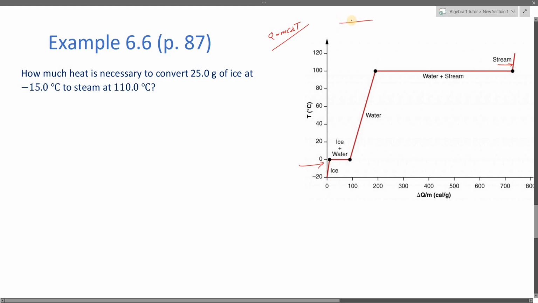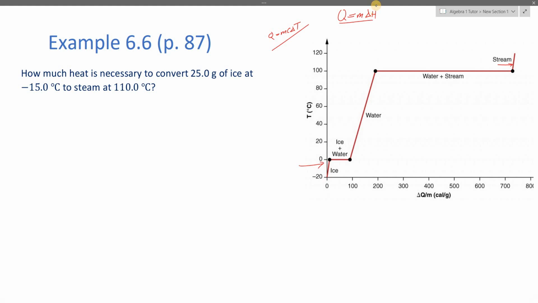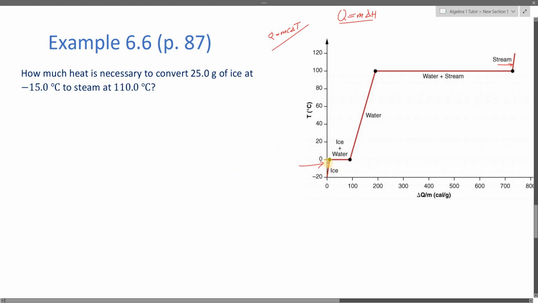At any of the plateaus, we use Q equals m delta H of whatever fusion or vaporization. So that's what we need to know. So how much heat is necessary? Well, we start down here. So here at this value, for instance, we start at 25 grams of ice at negative 15 degrees. So for our slope, we're going to say Q is equal to m c delta T. And in order to do this for ice, the question is, how long is it ice?